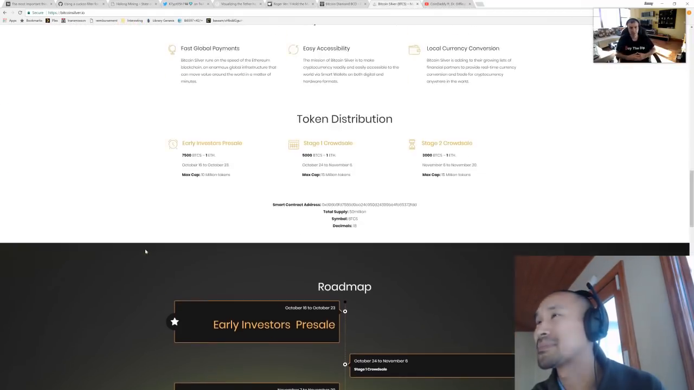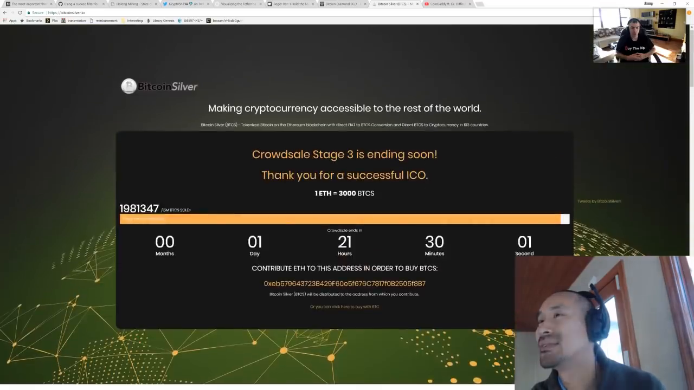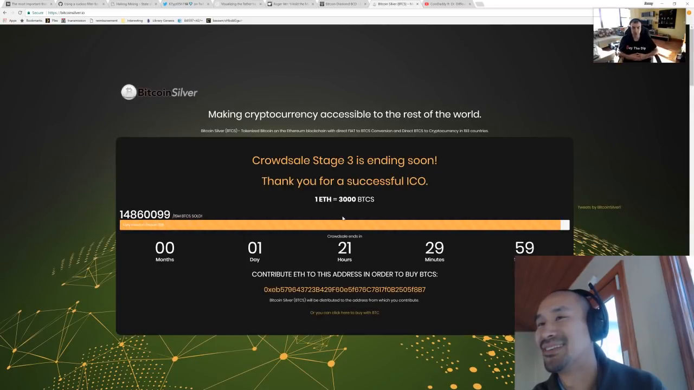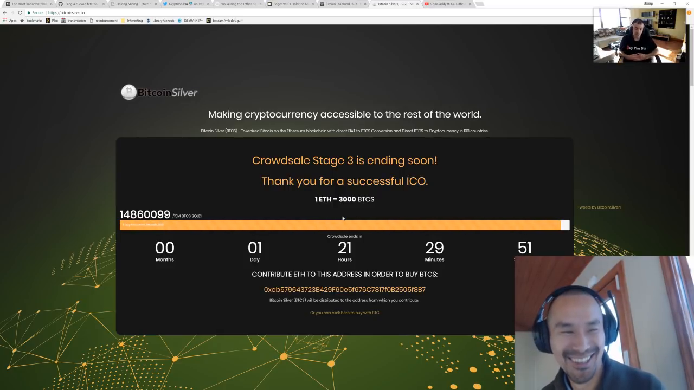I still haven't pulled out my Bitcoin Gold, contrary to some people's belief that I'm all about Bitcoin Gold. I haven't pulled it out yet. I'm waiting for it to be something reasonable so I can sell it all. We'll see how that goes.